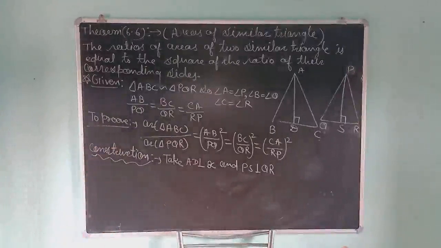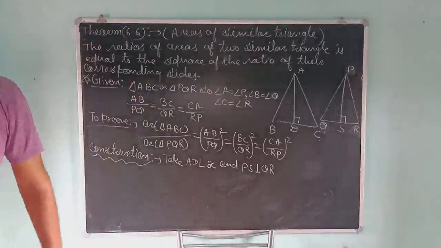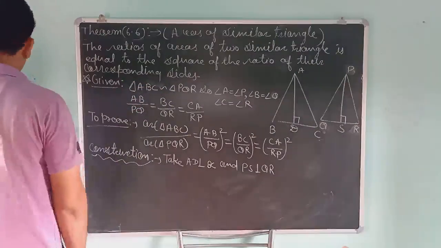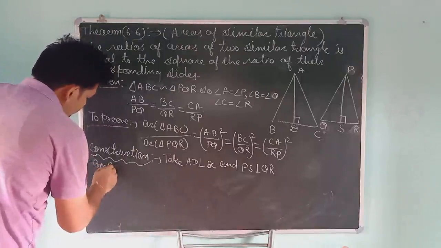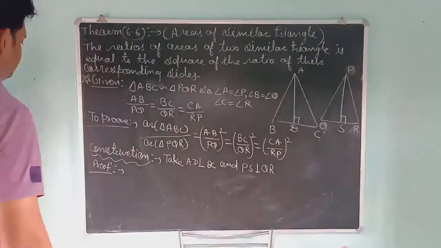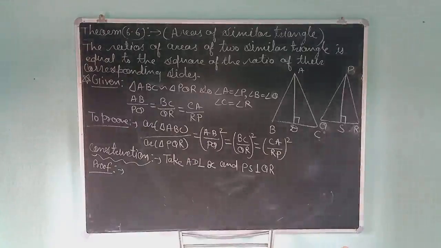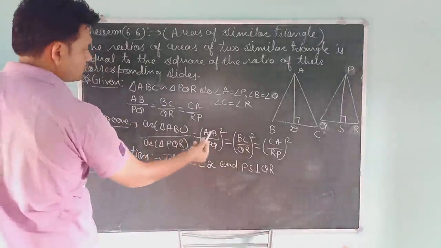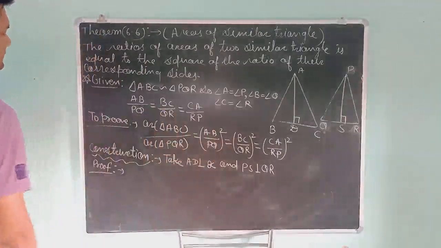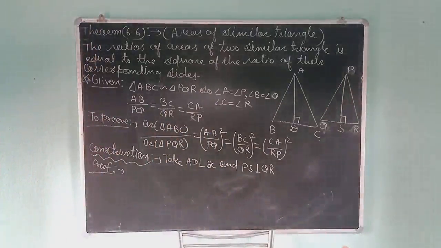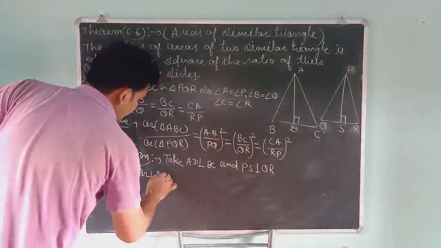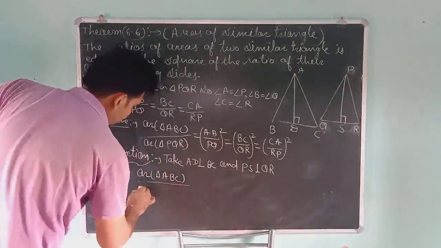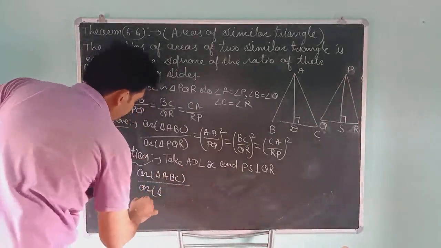Don't worry. Now we will prove this theorem. Okay, next heading is proof. Students, we have to prove area of triangle ABC upon area of triangle PQR is equal to this one. So first of all we will take this side, area of triangle ABC upon area of triangle PQR.